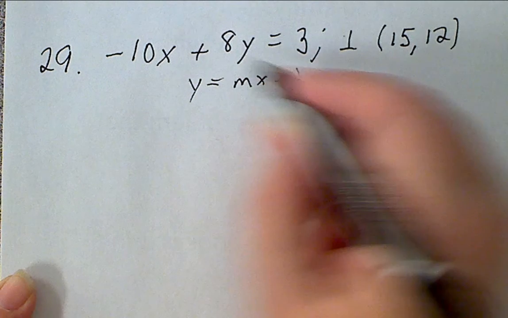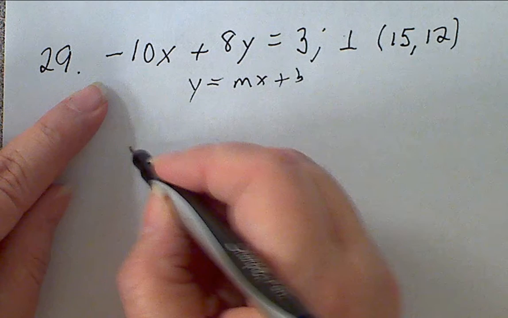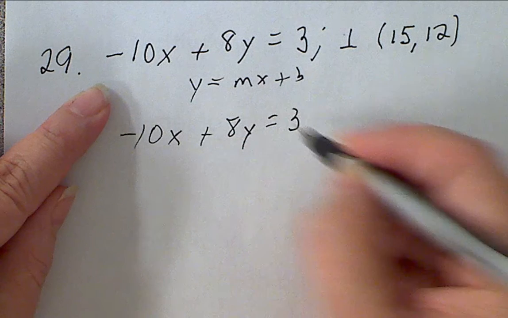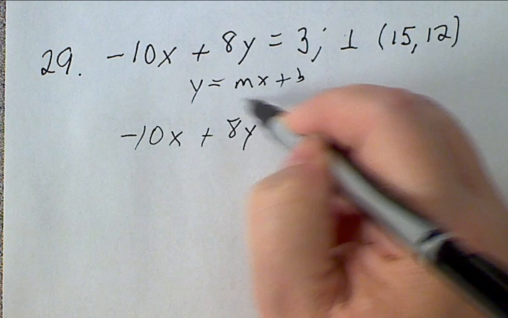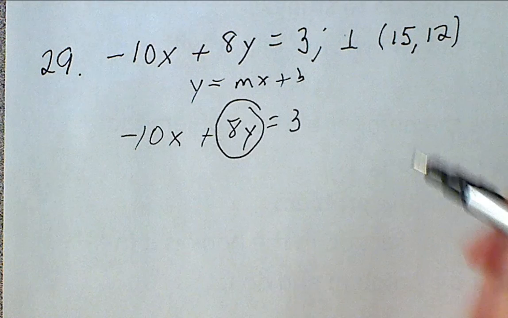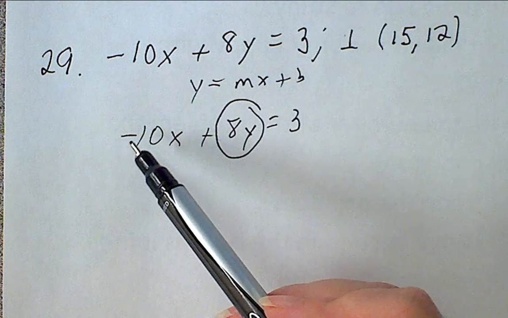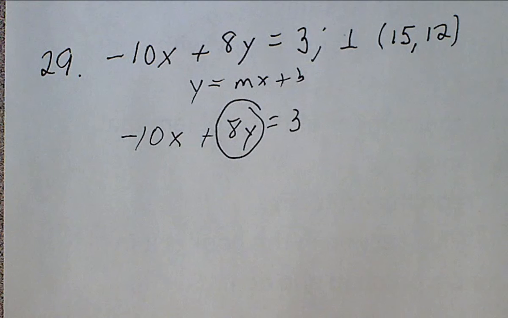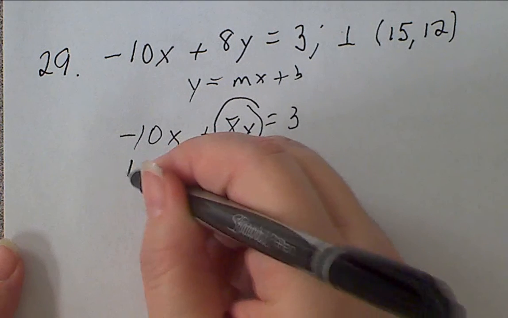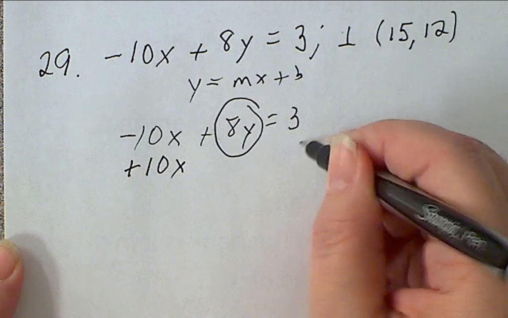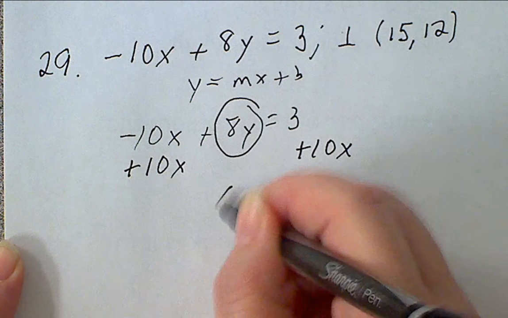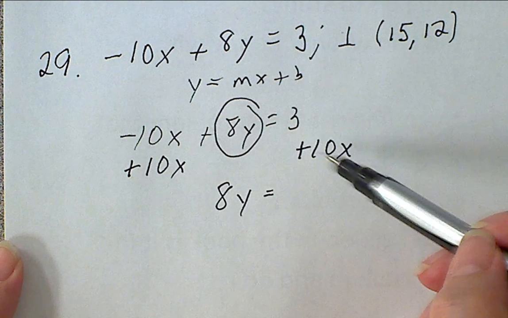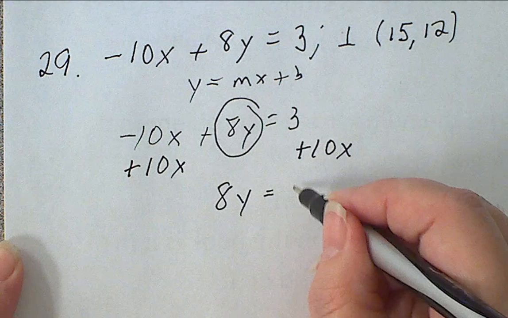So negative 10x plus 8y equals 3. I want to get this by itself. So negative 10x, how can I get it to the other side? Add 10x to both sides. So I have 8y equals 3 plus 10x, which hopefully you guys know is the same as 10x plus 3.